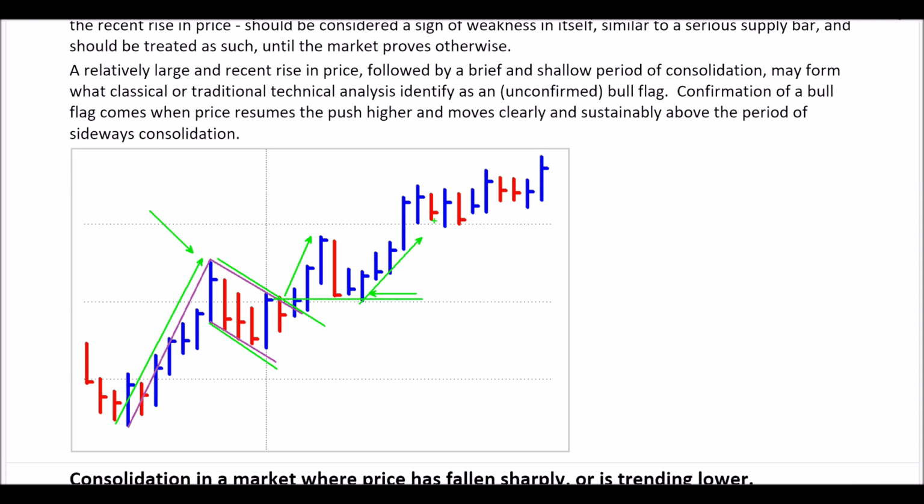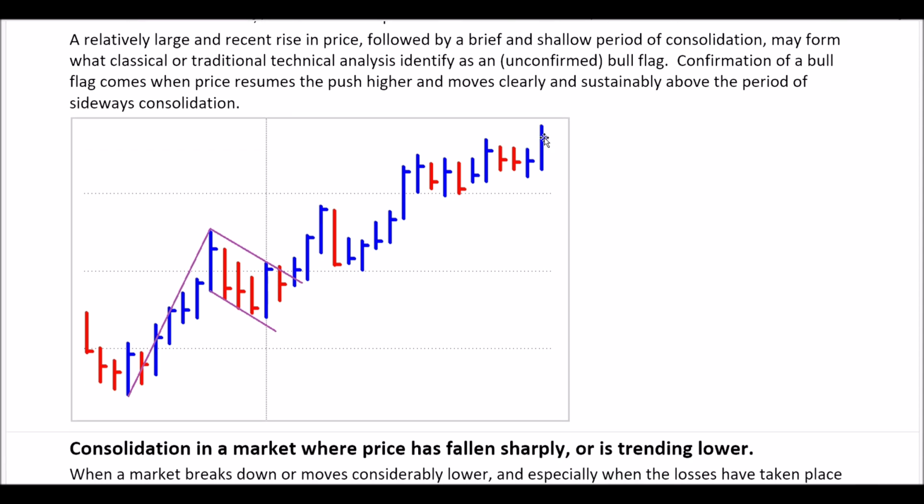Okay, I think I'll leave that there now and begin part 2 down here. We'll look at consolidation in a market where price has fallen sharply or is trending lower. So we'll leave it there and we'll start part 2 shortly.